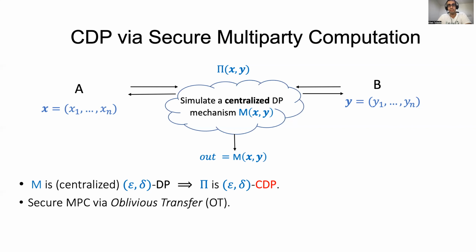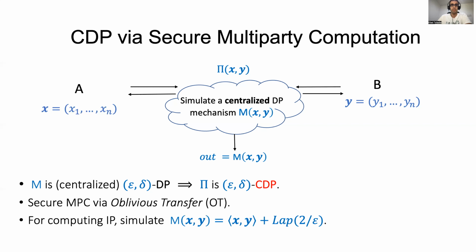Secure MPC is done using oblivious transfer, which is a standard public key cryptographic primitive. So in our case that we are interested in estimating the inner product, the parties can simply simulate the centralized mechanism M that just adds Laplace noise.